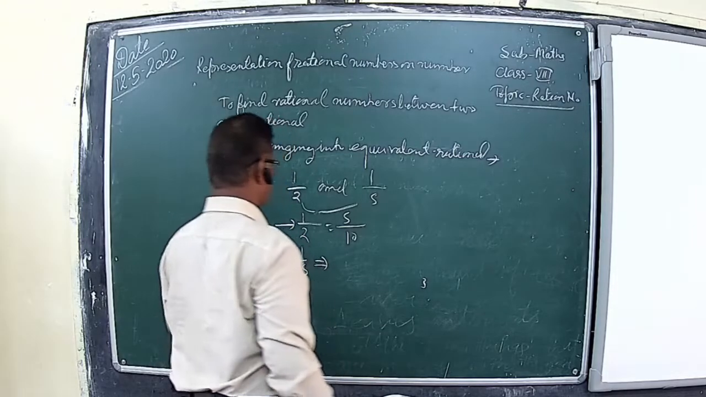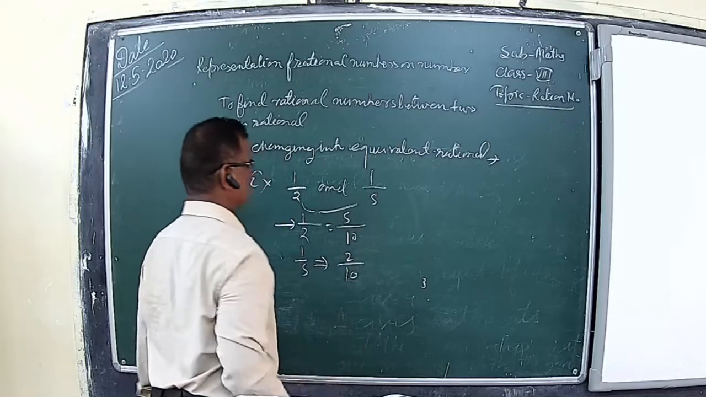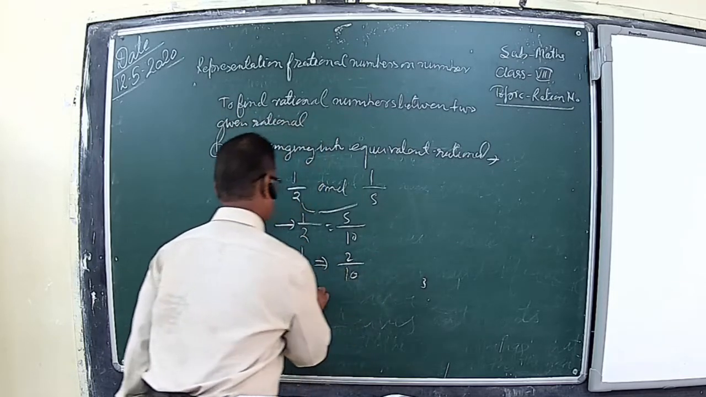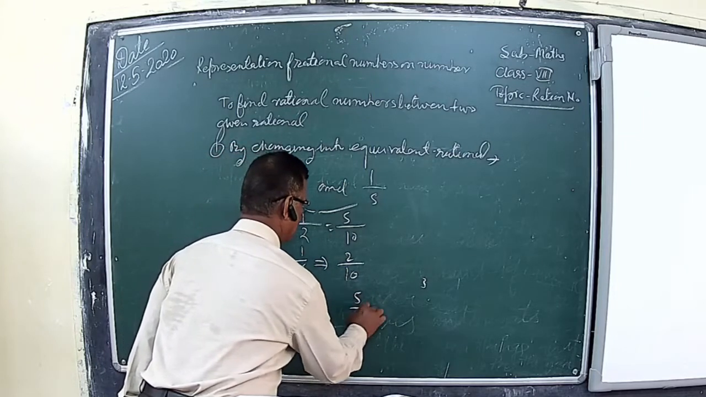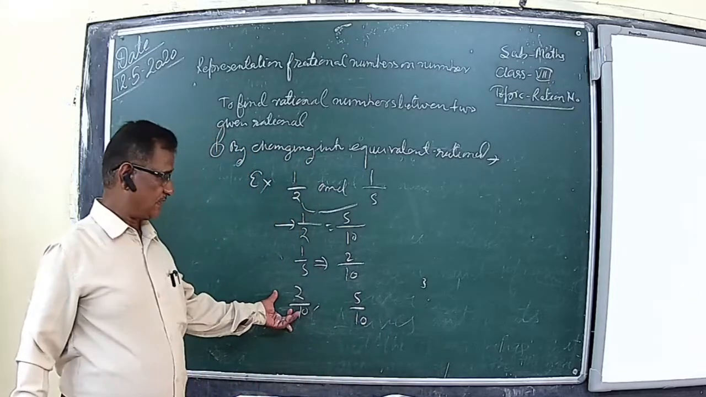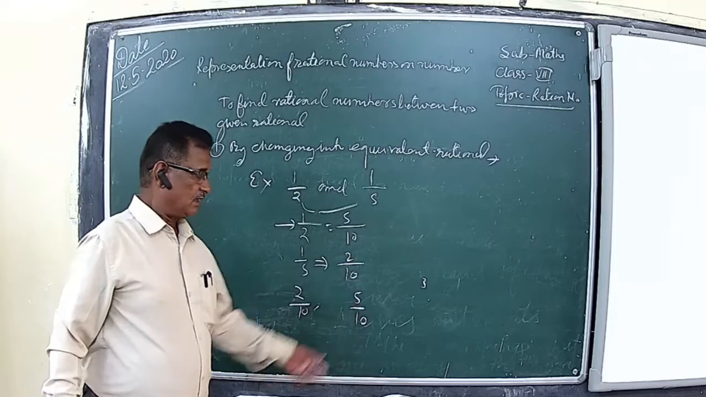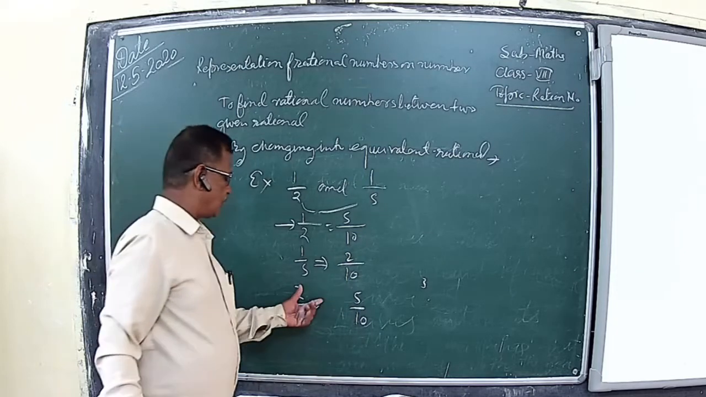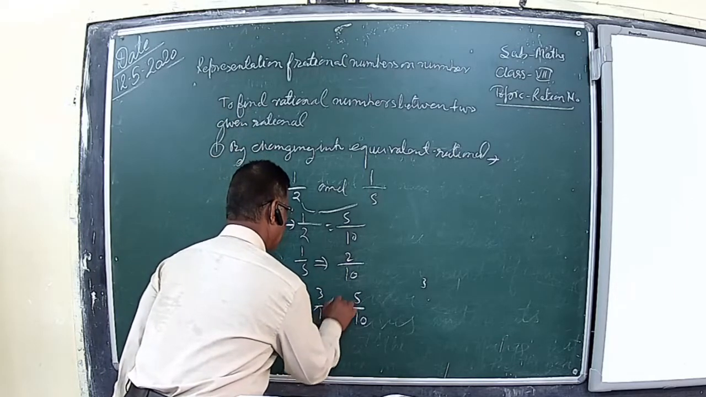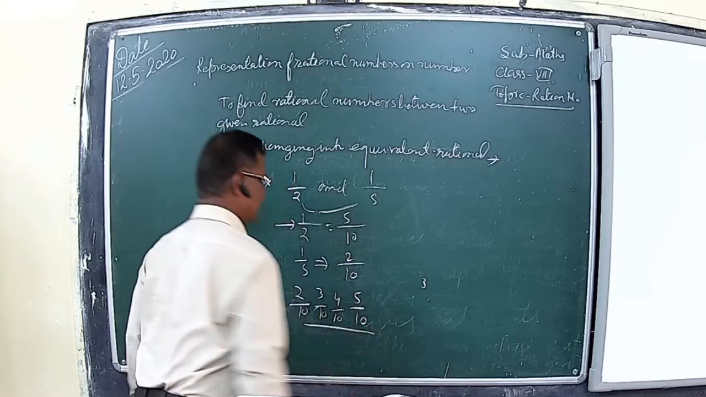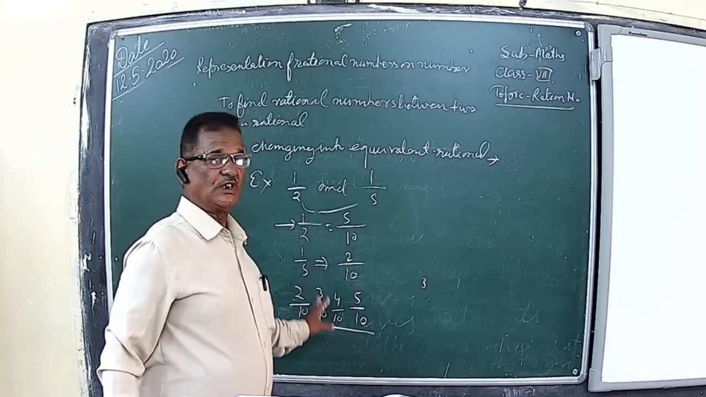Equivalent rational numbers, that is 5 upon 10 and 2 upon 10. You have converted these rational numbers into rational numbers whose denominators are the same. These are equivalent rational numbers. So find the rational numbers between these two, that is 3 upon 10, 4 upon 10. This way you can find any number of rational numbers between two rational numbers.